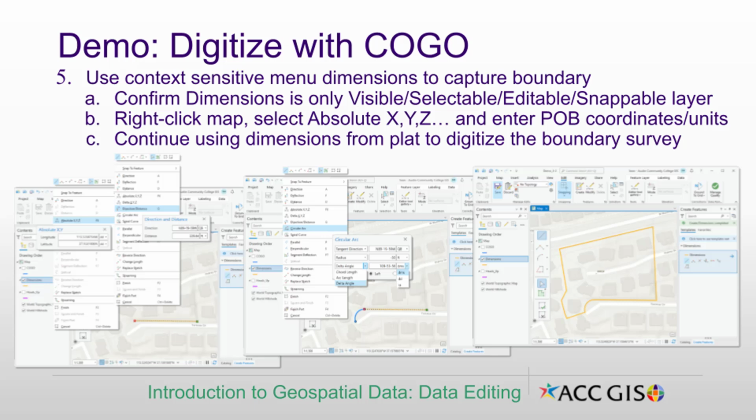First, you'll confirm that dimensions is the only visible, selectable, editable, and snappable layer. Then we'll right-click on the map and select absolute XYZ and enter in our POB coordinates in units. Then we'll continue using our dimensions from the plat to digitize our entire boundary survey.